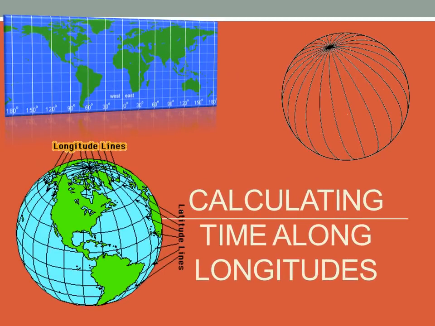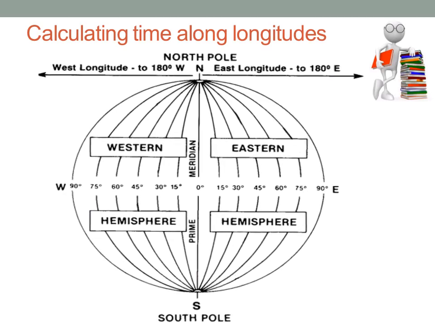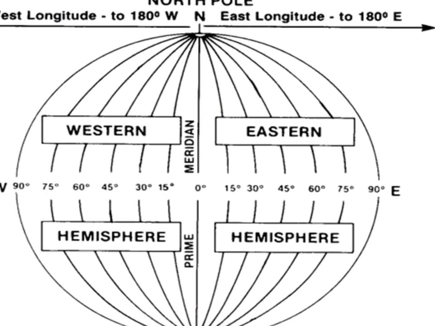Before we begin, let us establish some basic facts about lines of longitude. Lines of longitude, also called meridians or parallels of longitude, run from the North Pole to the South Pole. The main line of longitude, which is the Greenwich or prime meridian, divides the Earth into the eastern and western hemispheres.